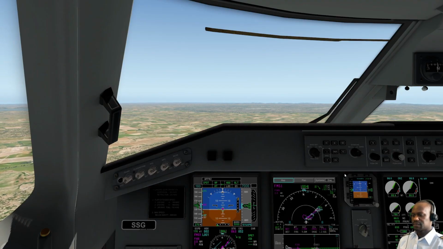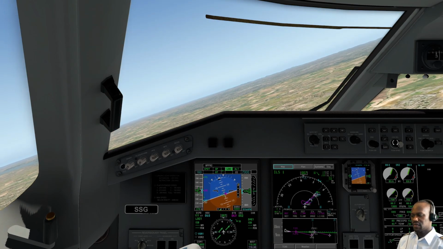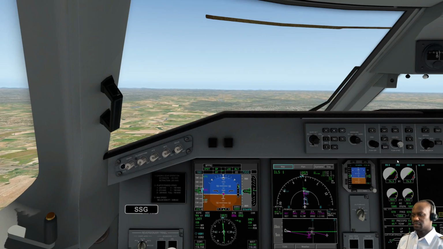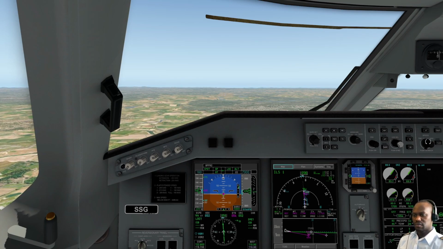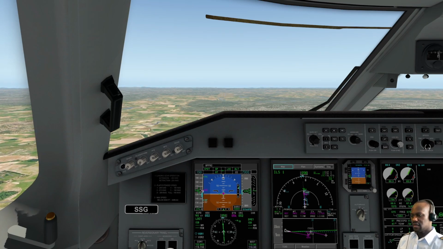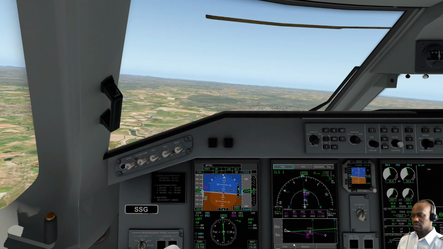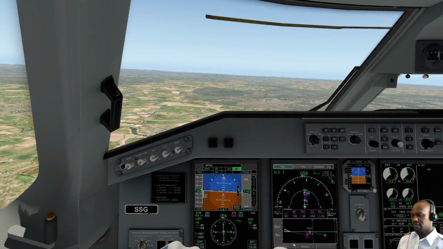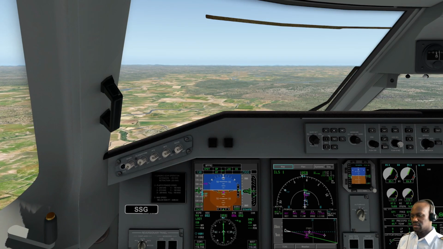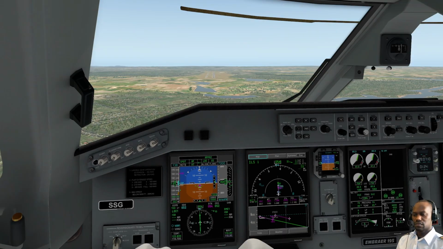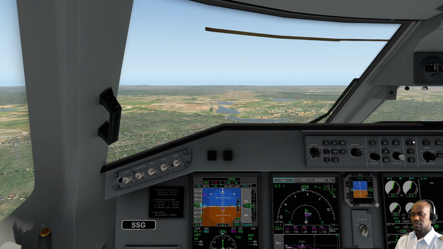Localizer live, localizer captured, heading 052, gear down, flap 3, speed 150, and flap 5. Glide slope captured, 7,000 feet set, and VApp set. 1,000 feet, approach stable. Engaging autopilot.